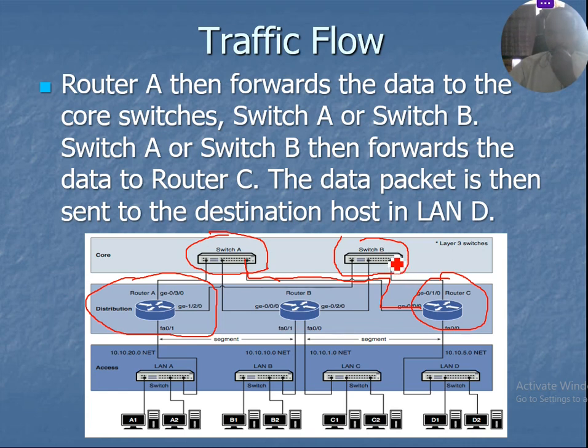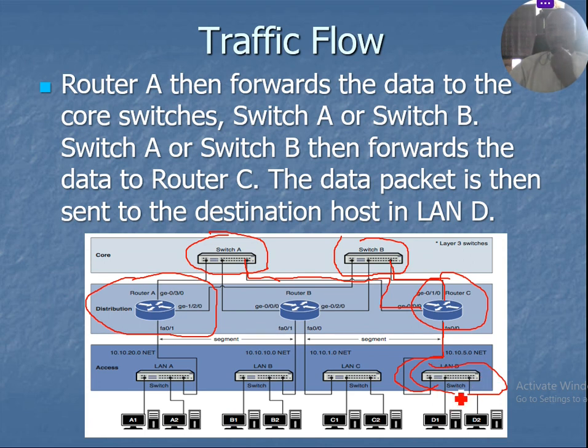Just through this gateway. From here, it comes to router C straight away. So router C receives the data packet, right? Now the data packet is then sent to the distribution host in LAN D. See, it's sent from this router to where? To the distribution host in this switch in LAN D. So the data packet is sent here.